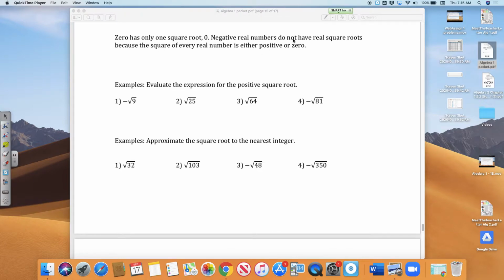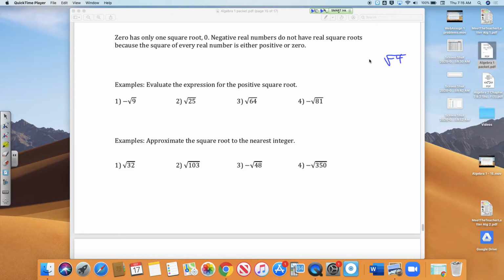It says here that 0 has only one square root, 0. Negative real numbers do not have any real square roots because when you take a square root of a number, both of those numbers have to either be positive or both be negative. If you tried the square root of negative 4 in your calculator, it will tell you there's an error. It does not work. That's because when you multiply these numbers to get the answer, you have to have the same number. It can't be different numbers. And when you multiply, 1 positive times 1 negative equals a negative, and those are different numbers.